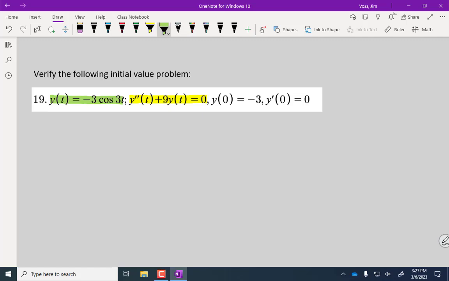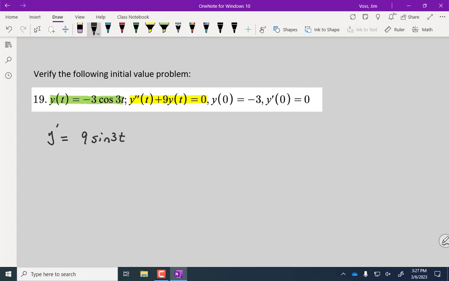So let's check. First, let's just make sure that these initial values are in fact true. Well, let's take the derivative first. Then we'll double check, because this one, we need the derivative. So let's take our derivative first. So y prime, derivative of cosine is minus sine. So this is going to be 9 sine 3t.